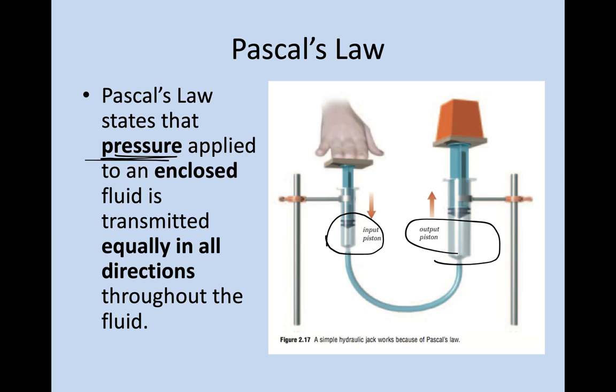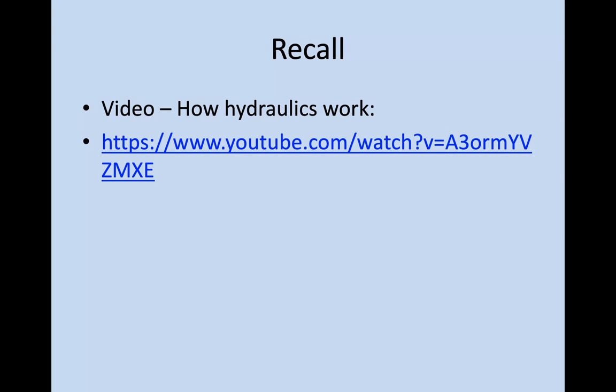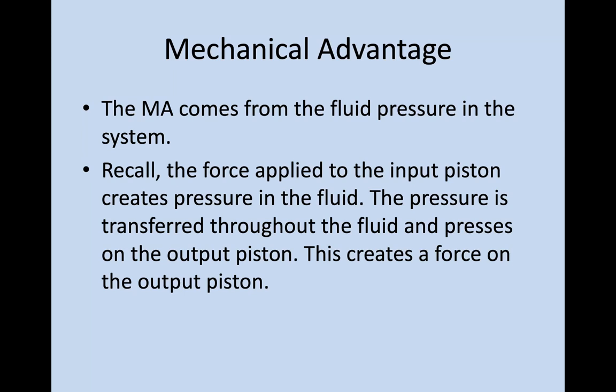Your input piston will often be a smaller area. It'll have less resistance. And then your output piston has an even larger area with more force available, but the pressure is the same. That ratio of force to area is the same. All right, watch the video in your own time.